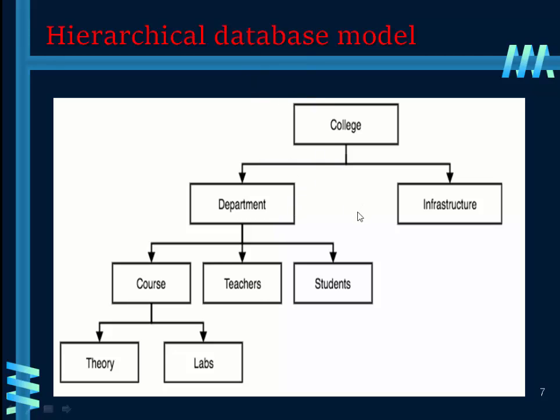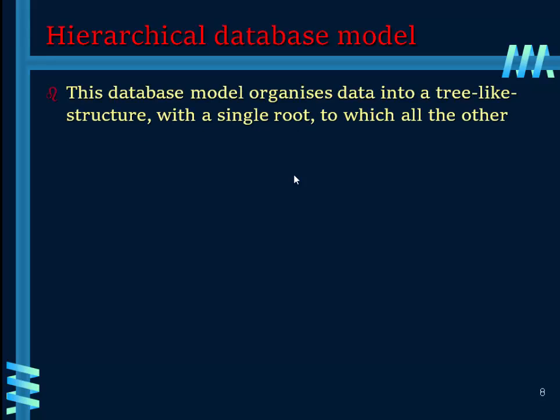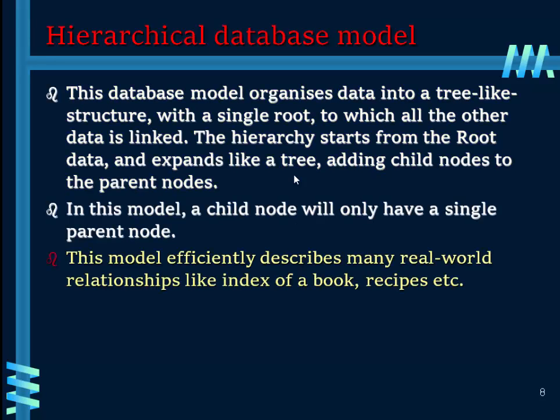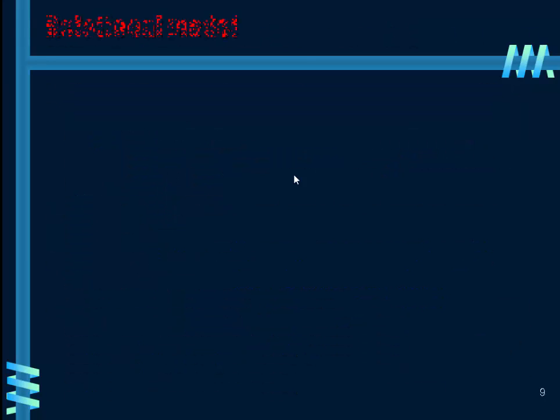And one more example: a department can have many professors and many students. There is a one-to-many relationship between the parent and child of a hierarchical data structure. Okay, this is about the hierarchical data model. Let us see the next one. This is a description of the hierarchical database model. We can take screenshots of this slide or note it down.